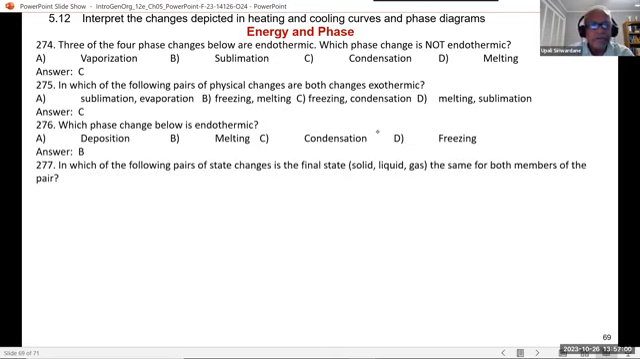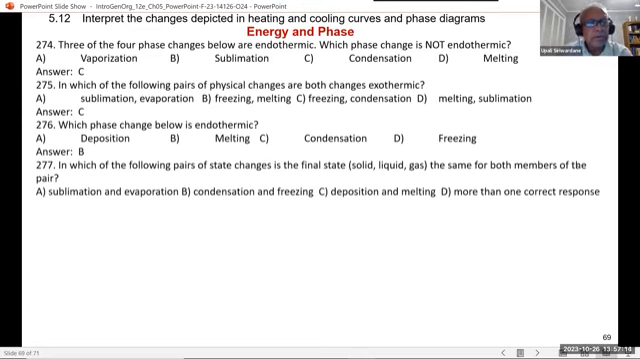Which of the following pairs of state changes has the same final state for both members? The final state should be the same. Sublimation and evaporation: sublimation goes to a gas, and evaporation goes to a gas. Both members of the pair have the same final state. Sublimation goes to a solid? Evaporation goes to a gas. It's not the same state.